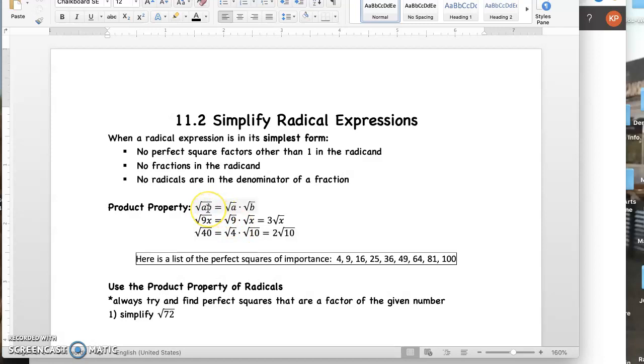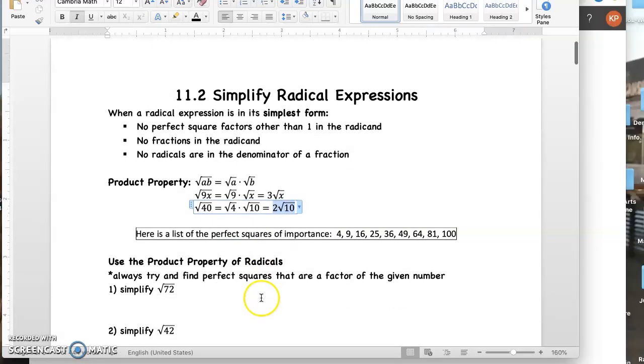What this product property states is that, let's say A and B are two different terms. I'm allowed to break them up through multiplication and still say this same expression is equal: the radical A times radical B is still equal to the radical of A and B together. Same thing with 40. If I think of any two factors of 40 through multiplication, the square root of 4 times the square root of 10 is still equal to the square root of 40. And we're going to practice how to get to the simplified answer.